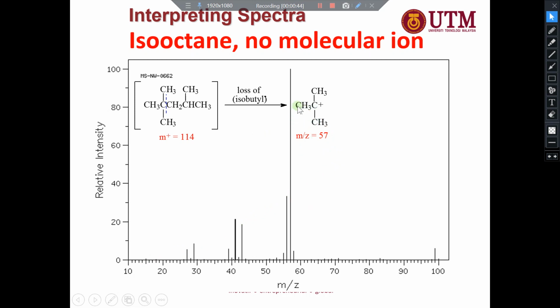m/z 57, you can calculate: 12 times 4 plus 9. You need to somehow work out what this is, then come out with the suggested structure. So you calculate: carbon has a mass of 12, and 12 times 4 gives 48. For H, you have 3 times 3, which is 9. So 48 plus 9 gives 57. Is that right? So here is about 57. So this is your base peak. Base peak. Alright.